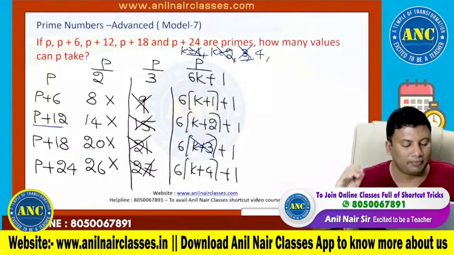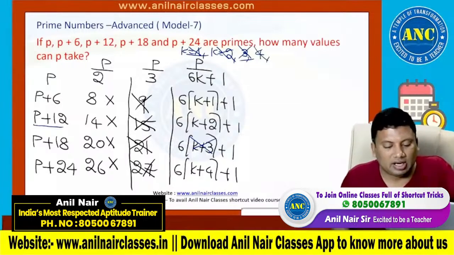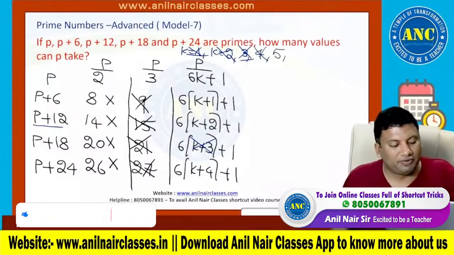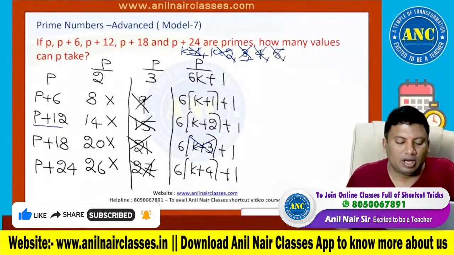I hope the idea is clear. If I put k equal to 4, we get 25, not possible. If k equals 5, we get 31, and 31 plus 24 is not possible. I hope it is clear.